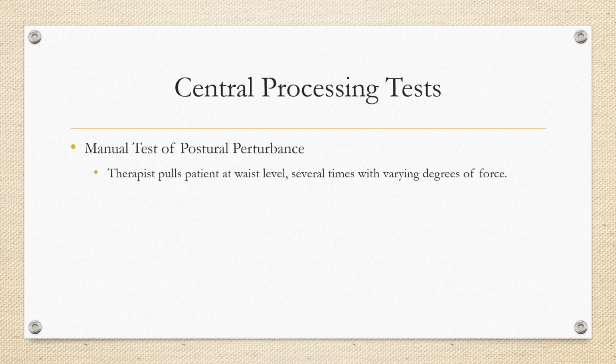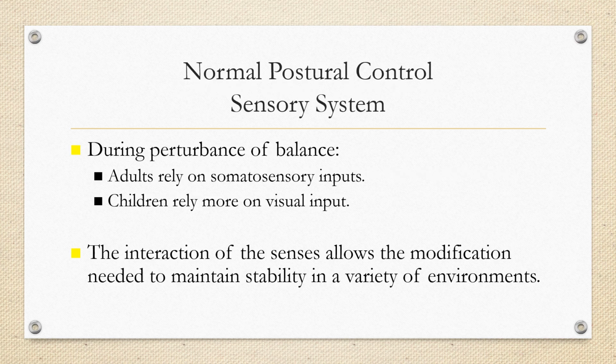There are quite a few different processing tests for the CNS that we can do. There are all kinds of manual tests of postural perturbance. And the book shows a couple of them, with the therapist pulling the patient at waist level several times, at various angles and various degrees of force, just to see what they do and how their body reacts. Do they use an ankle strategy? Do they use the hip strategy, the stepping strategy, or the suspensory strategy? And you might want to note that. So if that's something you're trying to test, make sure to note what kind of strategy the patient uses.